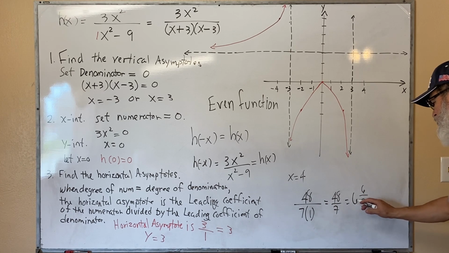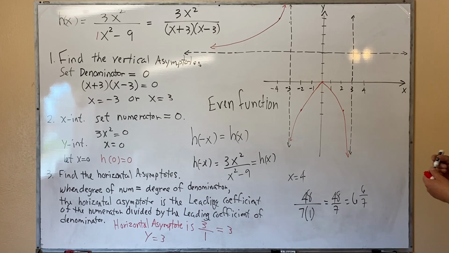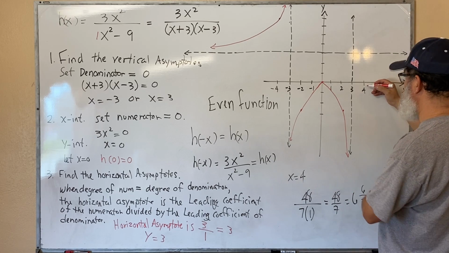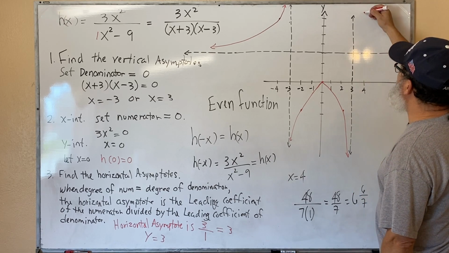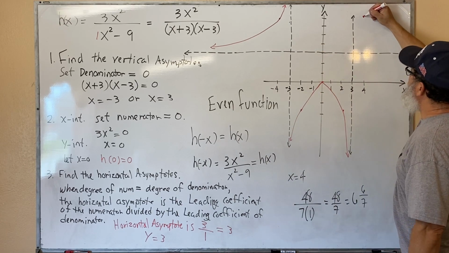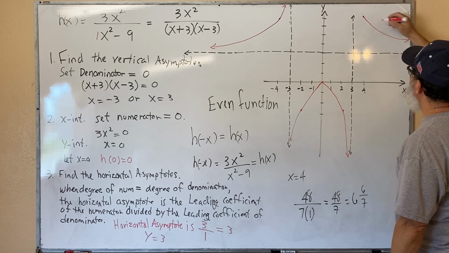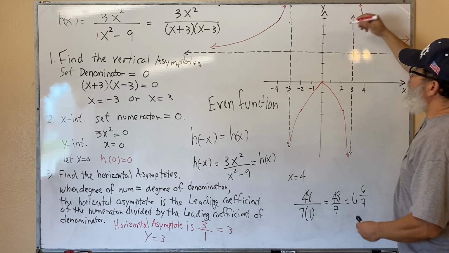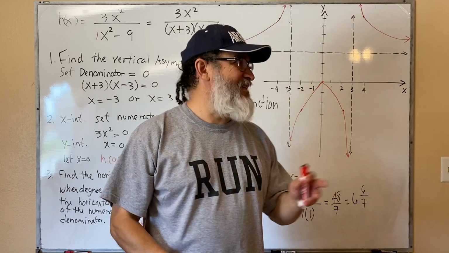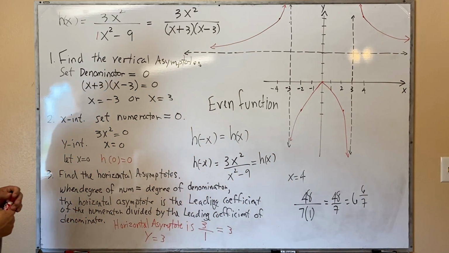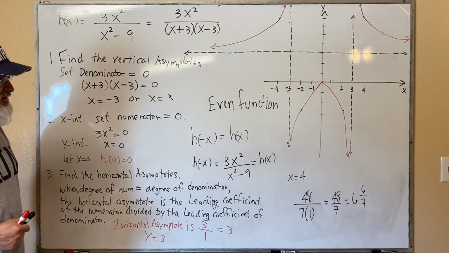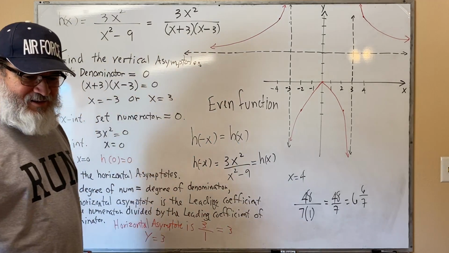7 times 6 is 42. 42 plus 6 is 48. There you go. So when x is 4, you get 6 and 6 over 7. X is 4, right around there. Same thing as this. So therefore, it does this. And this goes up. Just like that one. And voila. You have graphed this rational. These are rational functions, okay? Rationals. We're almost done. Okay.